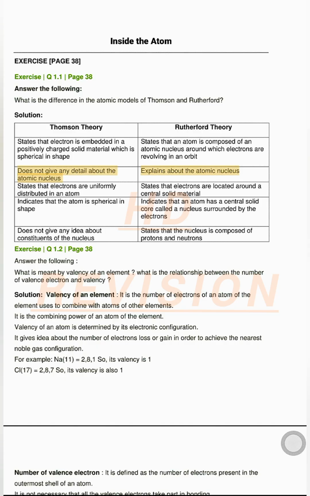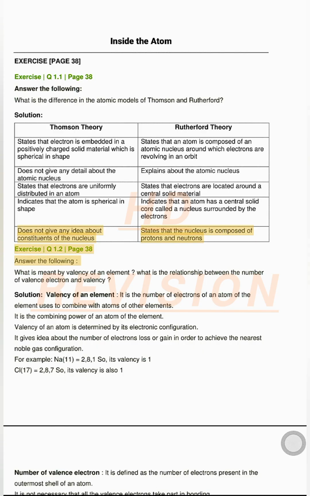Rutherford explains about the atomic nucleus. Thomson states that electrons are uniformly distributed in an atom. Rutherford states that electrons are located around a central solid material. Thomson indicates that the atom is spherical in shape. Rutherford indicates that an atom has a central solid core called a nucleus surrounded by the electrons. Thomson does not give any idea about constituents of the nucleus. Rutherford states that the nucleus is composed of protons and neutrons.